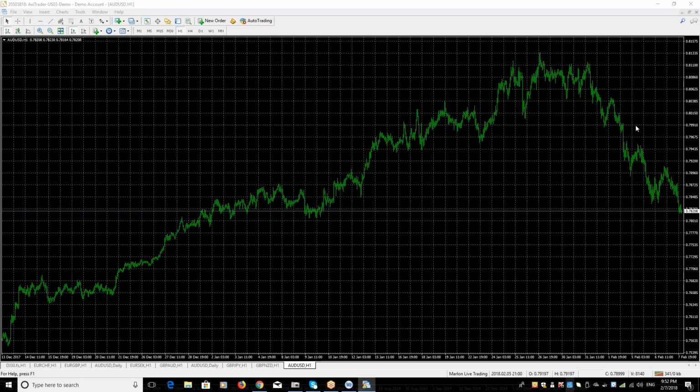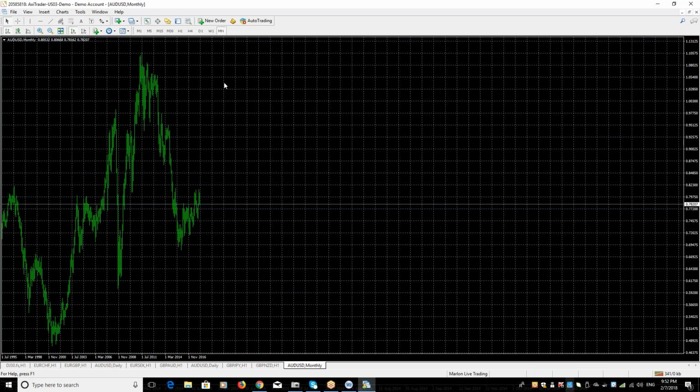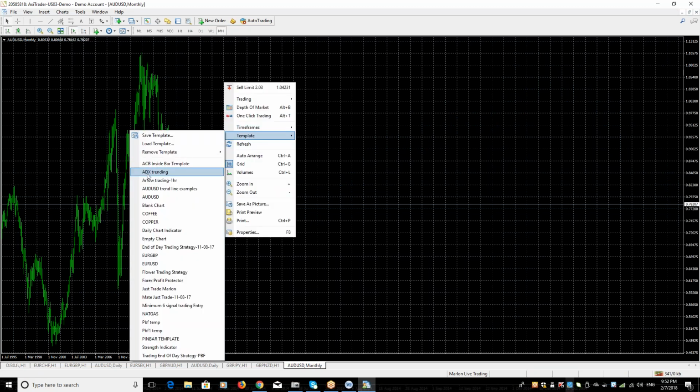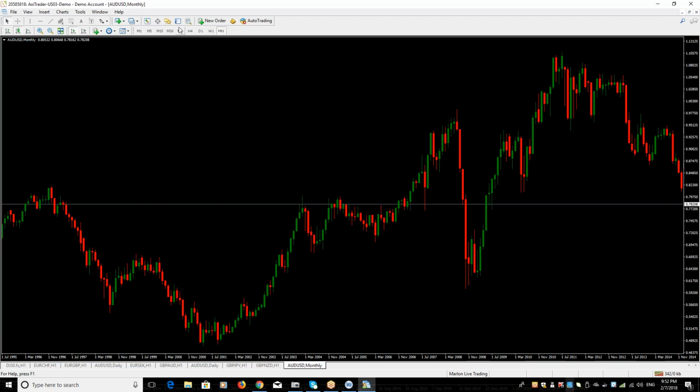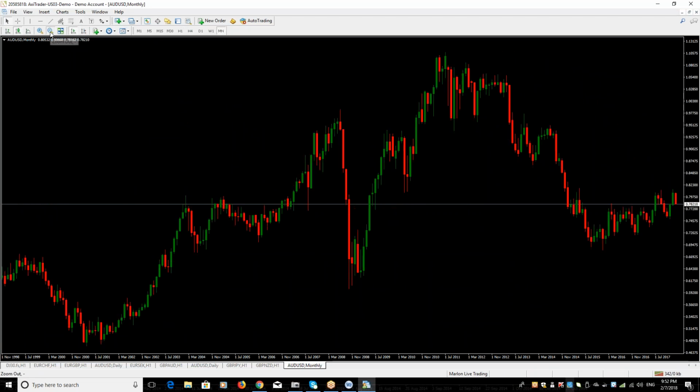I'm going to show you how to set up your chart from start to finish. Okay, let's put my blank template on. Okay, so that's my chart now. Let's make it a bit smaller.